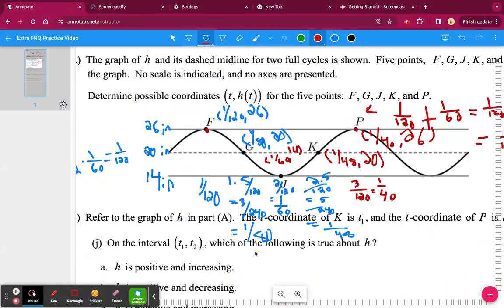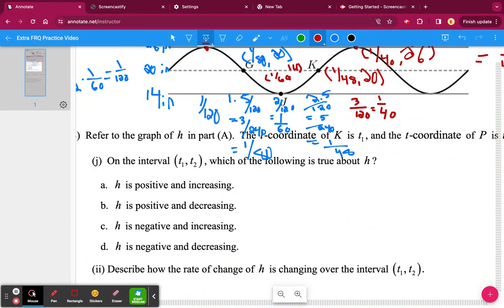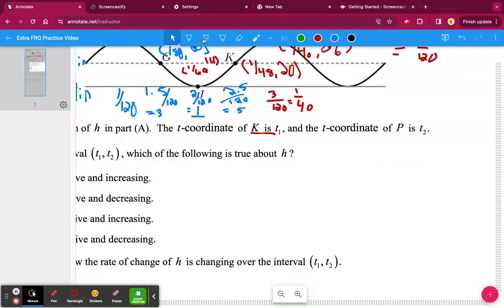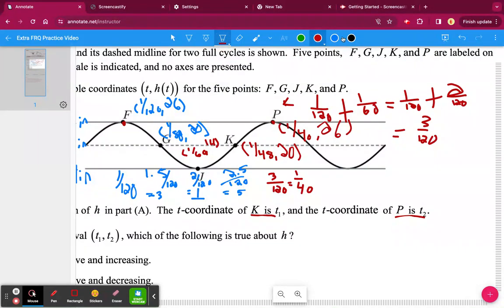So now we go to the other parts, and these are really the easier parts here. So I'm just going to erase these to get them out of my way here. Refer to the graph of H in part A. The t coordinate of K is T1. So this first part is like we're going from K, and the t coordinate of P is T2. So we're going from K to P right here. I'll highlight this in green, K to P.